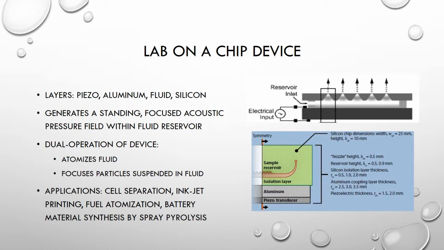The device generates a standing focused acoustic pressure field within the fluid reservoir, and it has two main uses. One, it atomizes the fluid, creates droplets that are on the order of diameter of the nozzle, typically about 40 micrometers. It also focuses particles that are suspended in the fluid reservoir. There are many applications to this kind of device, including cell separation, inkjet printing, and fuel atomization, and many others.